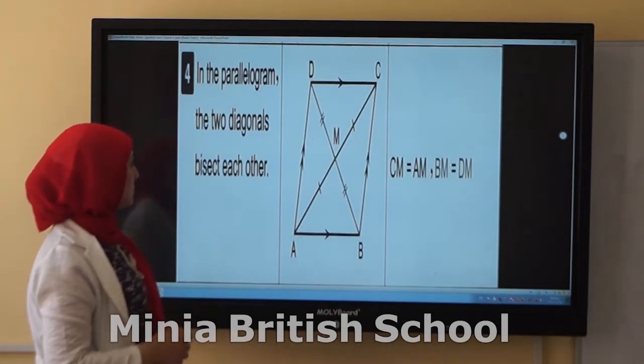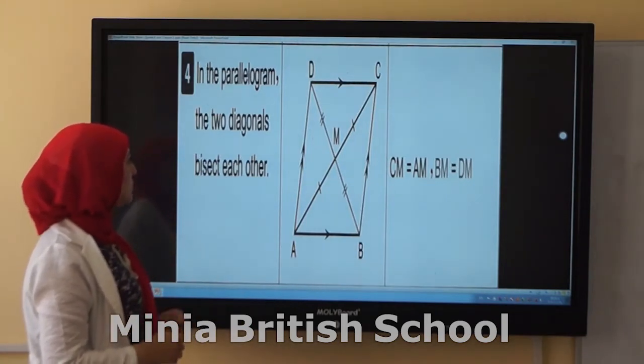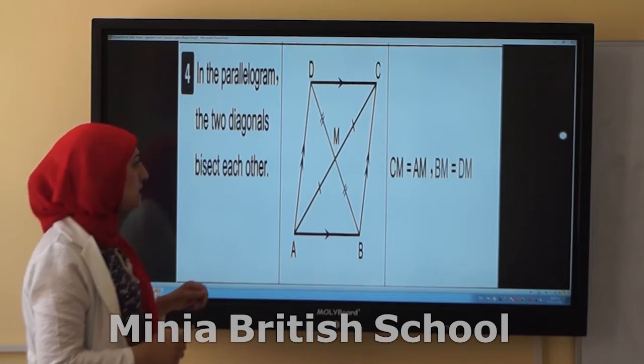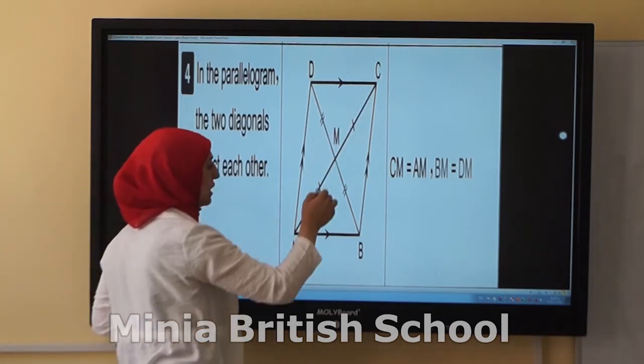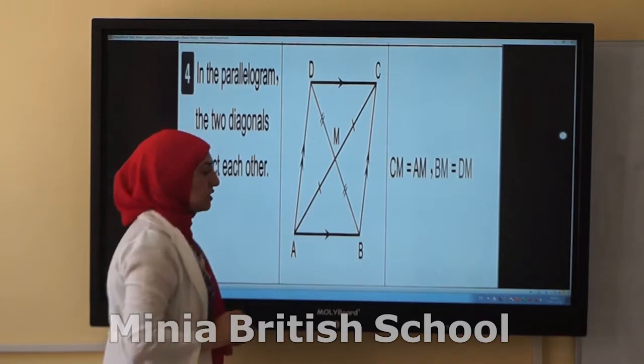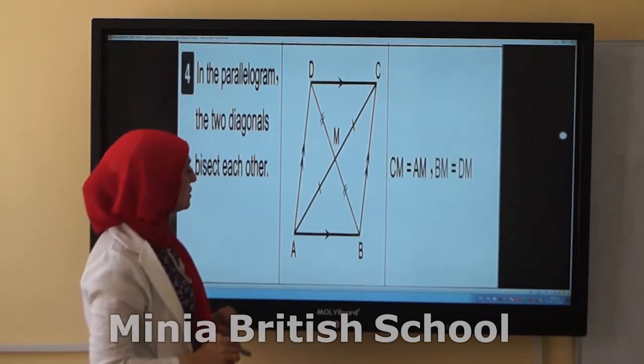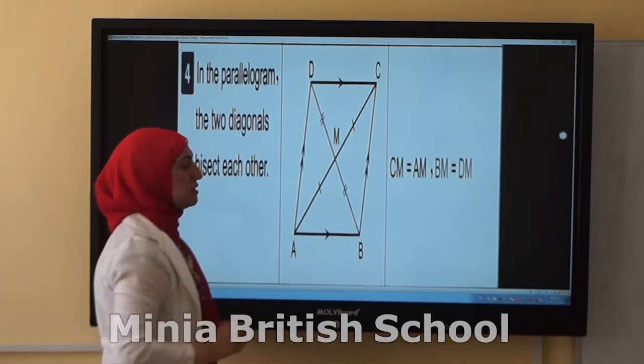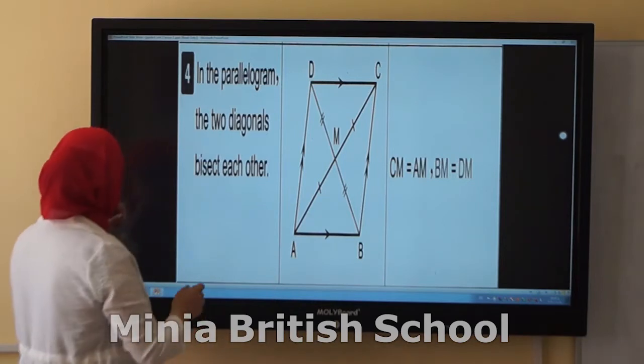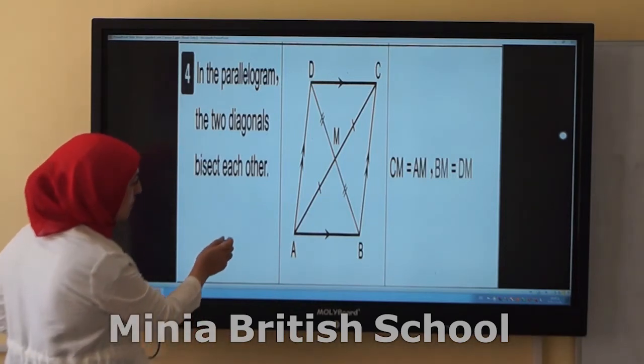The last property, in the parallelogram, the two diagonals bisect each other. AC bisects BD. Okay? Sorry.